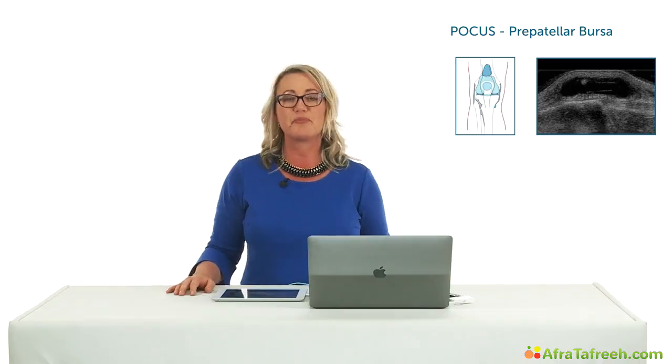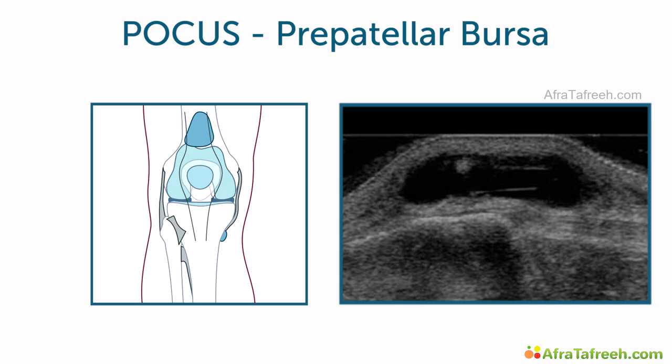Now moving on to the prepatellar bursal region. This is located between the patella and the overlying subcutaneous tissue, which we can see here on the image is the patella with the echogenic bony cortex and the posterior shadowing. And there's our skin and subcutaneous area at the front with the bursal fluid between those two layers.